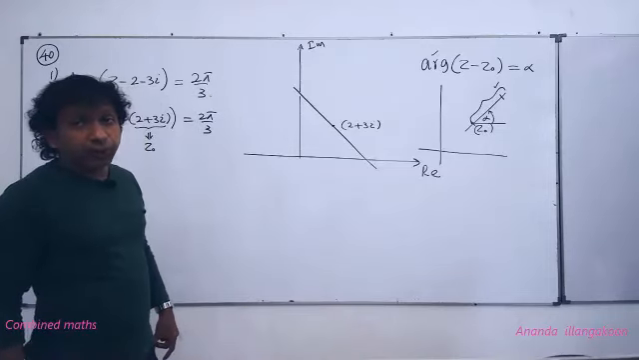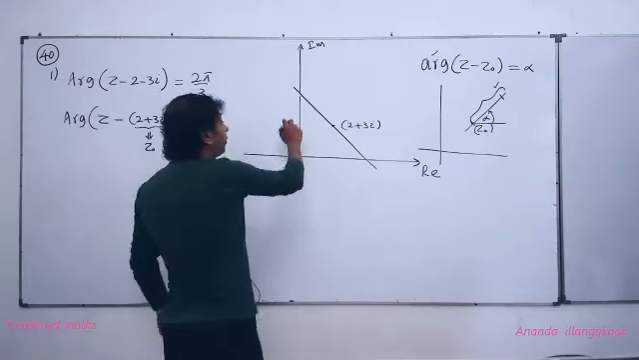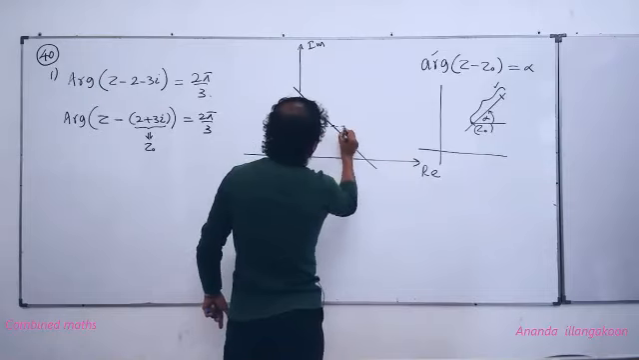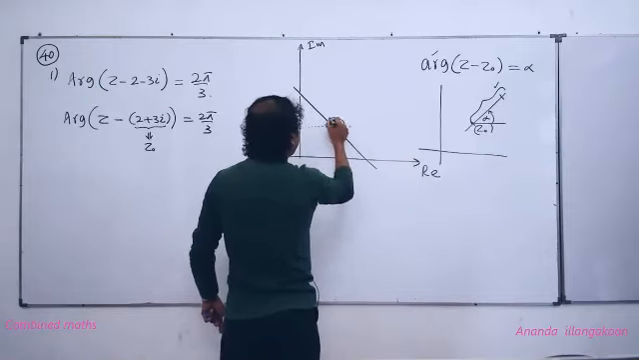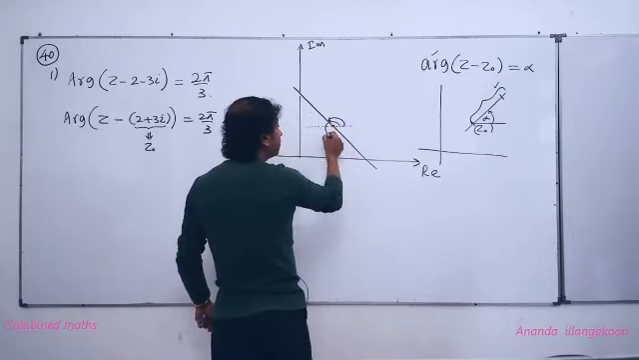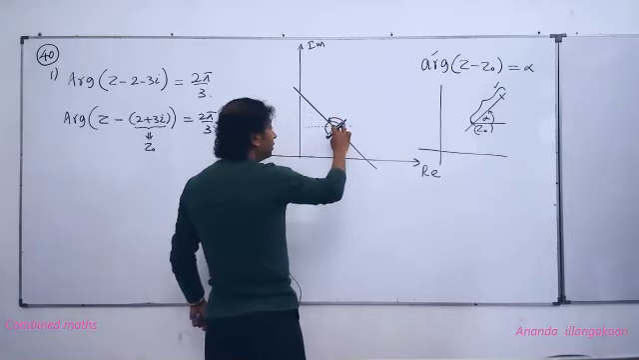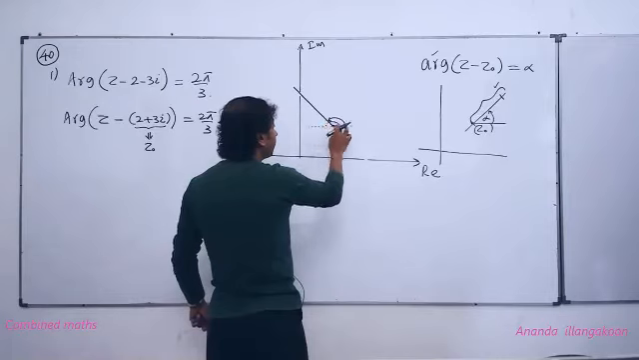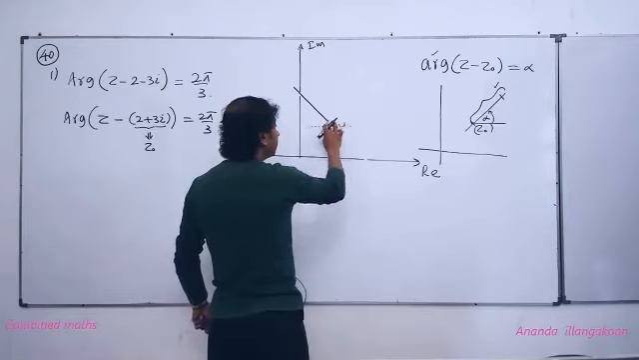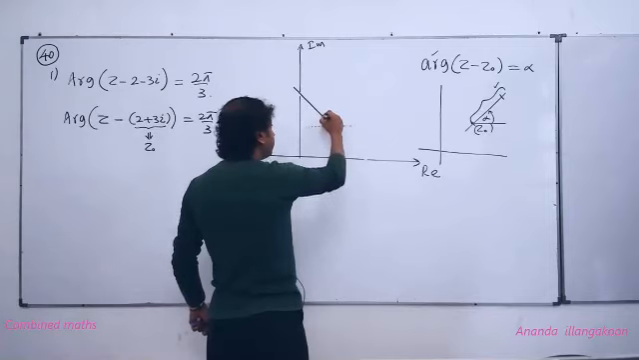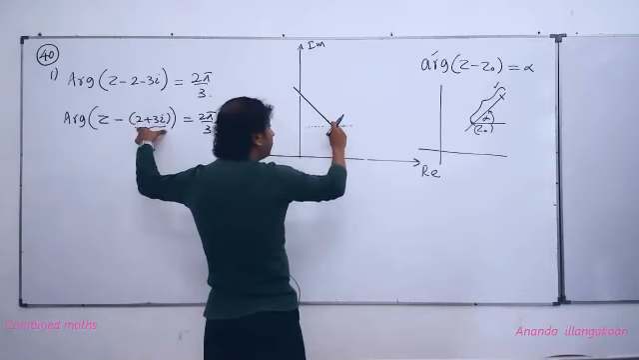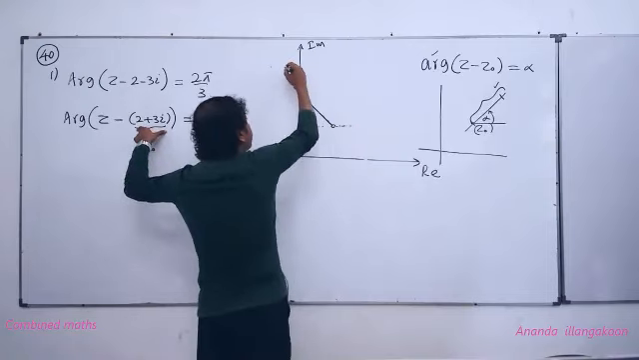makes 120 degrees? It is this. If I draw a horizontal line like this, this is the 120. If I consider this one, the angle is more than 120, no? So therefore, the required line segment is not this. It is this. This is the line segment. And this 2 plus 3i complex number is not included. Therefore, we have to circle here. So this is the line segment.